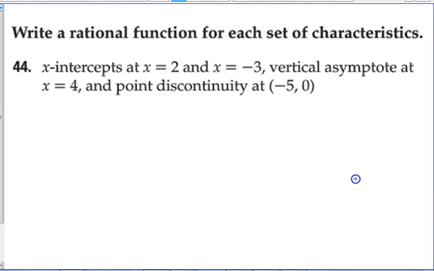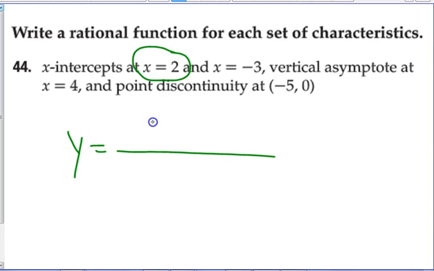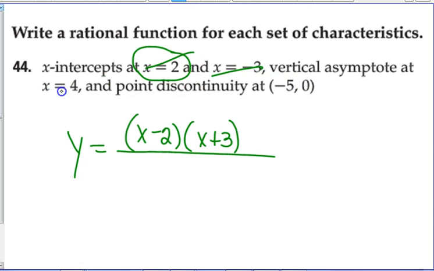All right. This one, I'm going to change the question a tiny bit at the end, but somebody start me out. Y equals what's going on? X minus 2 where? On top. Good job. And x plus 3 on the top. Okay, we got those. Okay, x minus 4 on the bottom. Sorry, I got confused. Too many people saying too much at once.